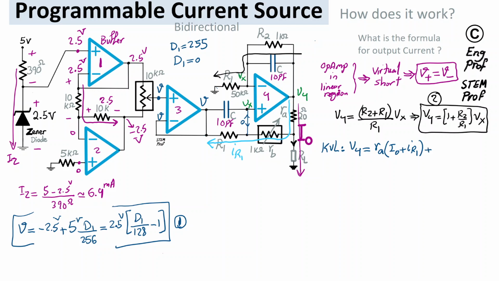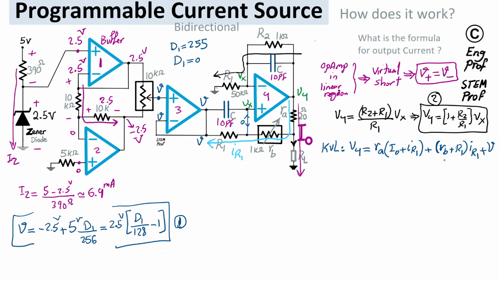Therefore, I can say plus RB plus R1 in series times IR1. Now we get to the voltage V here, so I have to add that voltage V as well. Basically, I am saying V plus this voltage drop, delta V, plus this voltage drop, delta V, gets us to V4. That's exactly what we are doing. Okay, so let's just simplify a little bit.